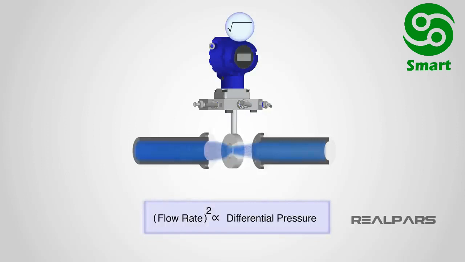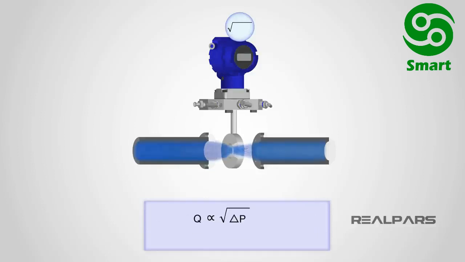Do you remember when we said that the differential pressure is proportional to the square of the flow rate? In fact, the volumetric flow rate is directly proportional to the square root of the differential pressure. You might have seen this equation before, where Q is flow rate, and delta P is the differential pressure across the orifice. Let's do some math and see what happens. According to the equation, a flow rate of 90% would produce a differential pressure of 81%.